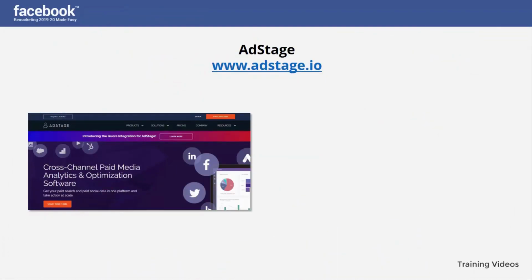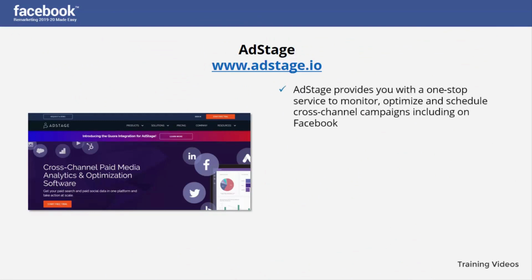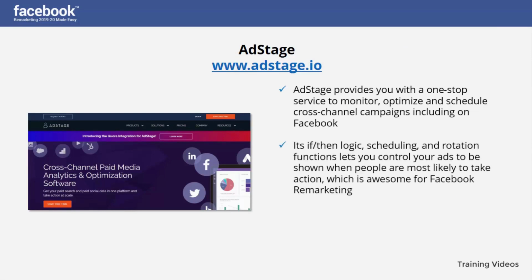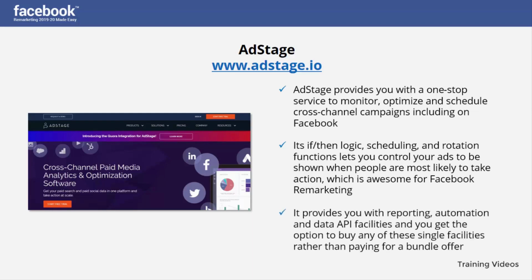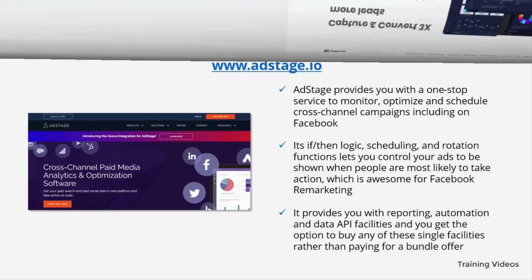AdStage. www.adstage.io. AdStage provides you with a one-stop service to monitor, optimize, and schedule cross-channel campaigns, including on Facebook. Its if-then logic, scheduling, and rotation functions let you control your ads to be shown when people are most likely to take action, which is awesome for Facebook remarketing. It provides you with reporting, automation, and data API facilities, and you get the option to buy any of these single facilities rather than paying for a bundle offer. However, the price for the product bundle starts from $838 per month.